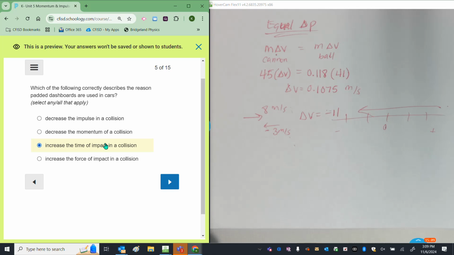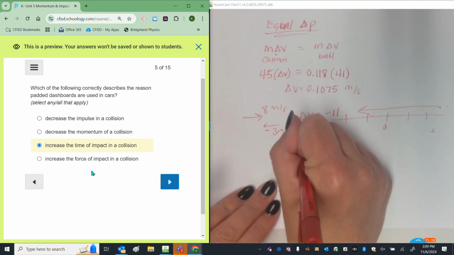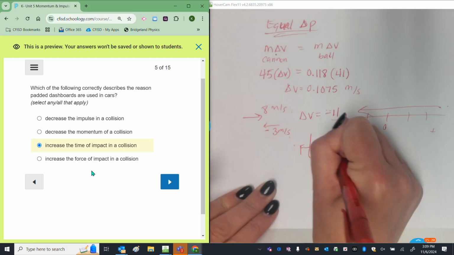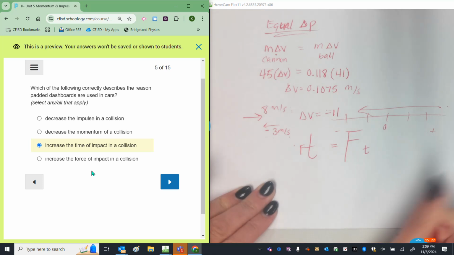This was in the notes over and over and over again. You can go back and look at it there too. It's also in your problem sets. But you do need to remember that relationship between force and time. In fact, I wrote it like this in the notes. Force, time. Y'all remember that?